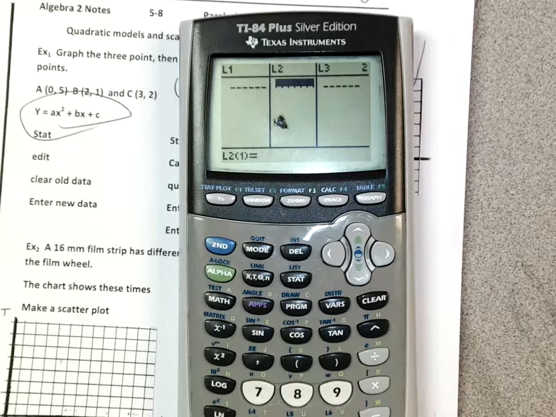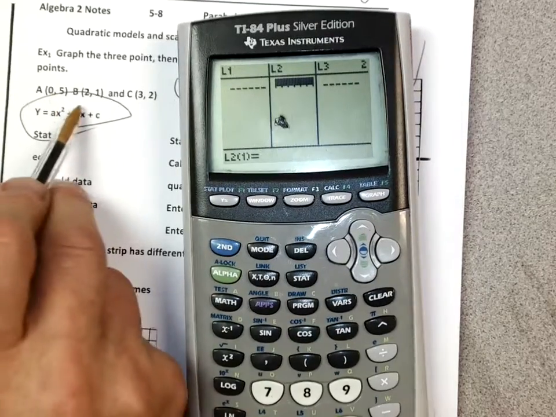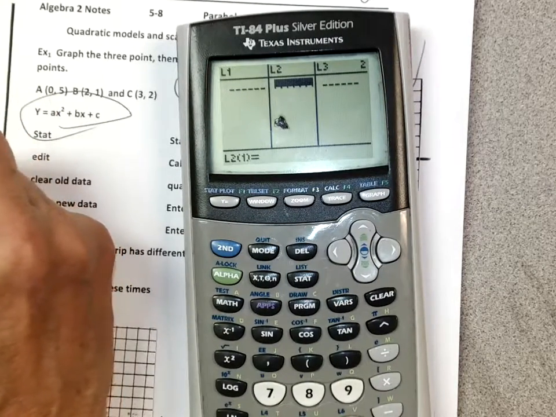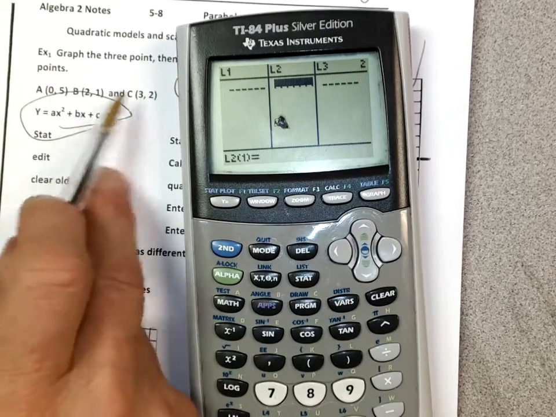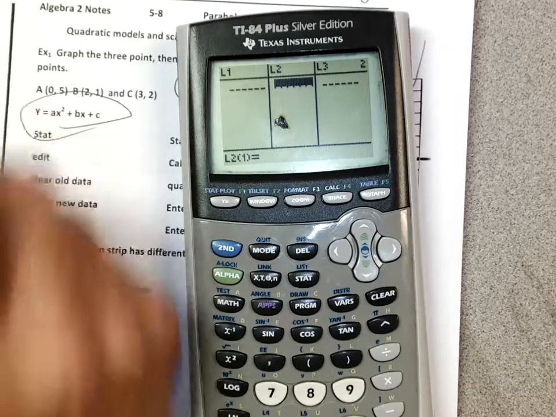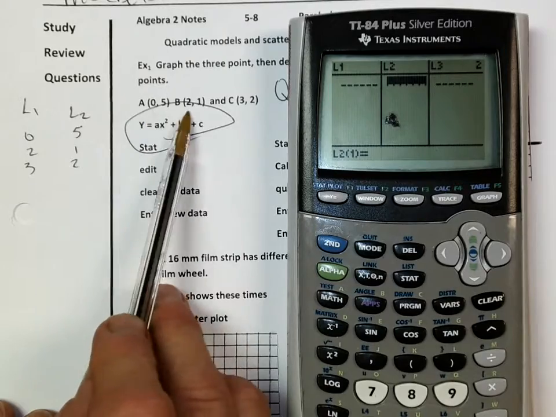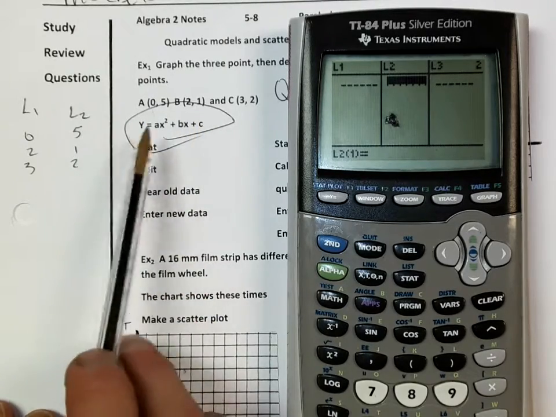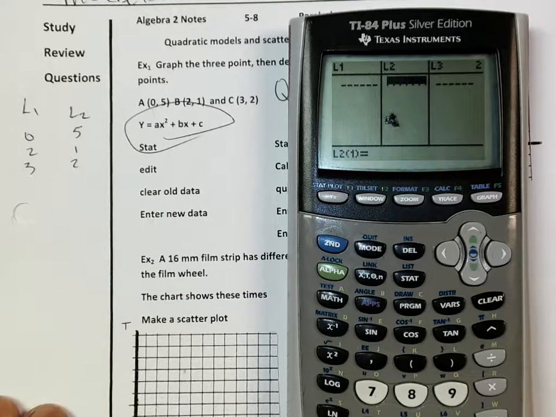Okay, everybody has a clear list, right? So, every point has an x and y value, right? List 1, we're going to let be 0, 2, 3. List 2, we let be the y values, which are going to be 5, 1, 2. So list 1 are the x values, 0, 2, 3, and list 2 are the y values, my 5, 1, and 2, okay? So I'm just going to put those in.